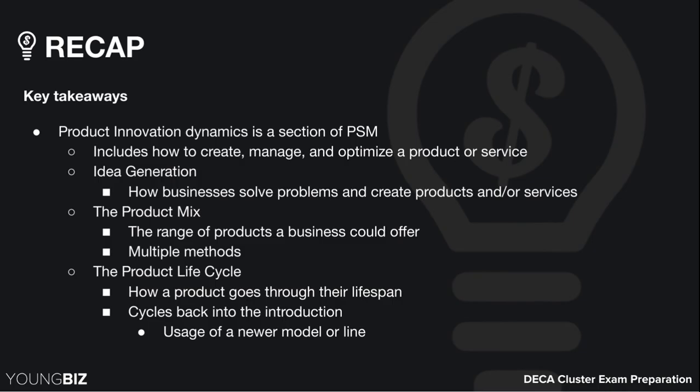The first concept we went over was idea generation, which is how businesses solve problems and create ideas for products or for services. Then we had the product mix, which is the range of products a business could offer. The product mix has many methods of assortment, including contracting, altering, expanding, and positioning. Finally, we had the product lifecycle, which illustrates a product's lifespan. For this section, always remember that the product lifecycle loops back together with the usage of a newer model or product.